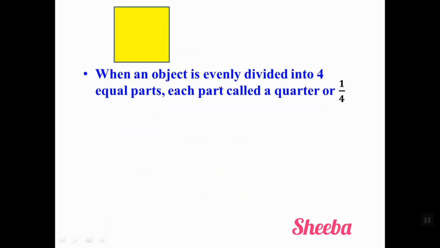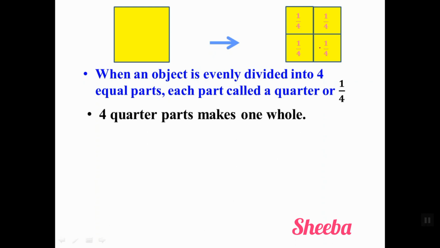When an object is evenly divided into four equal parts, each part is called a quarter or 1/4. Four quarter parts make one whole.